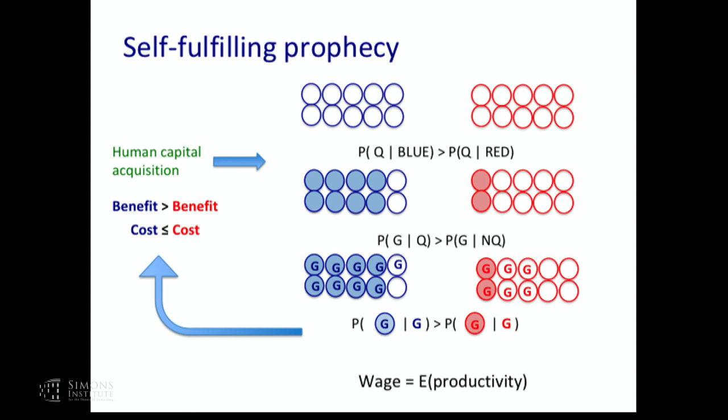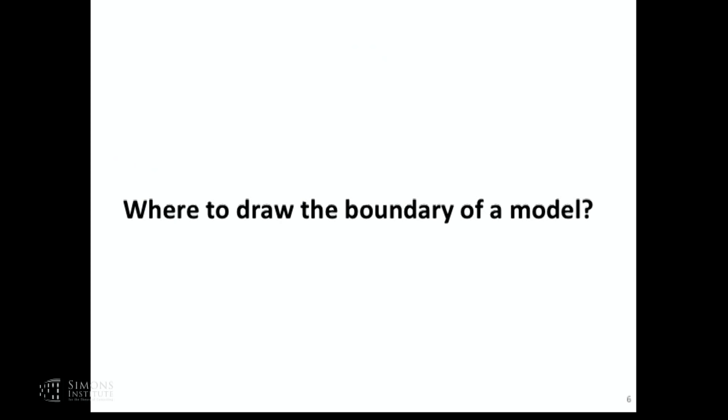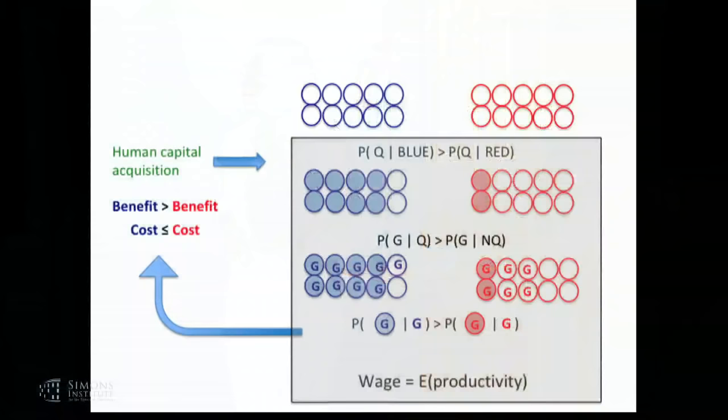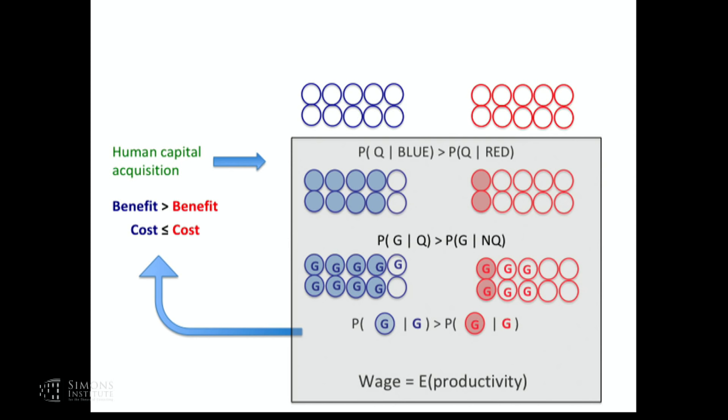So this is a little bit puzzling. It raises the question of how I should think about the boundary of my model. If I want to analyze discrimination in the labor market, where should I draw the boundary of my model? For example, I can draw the boundary here, just saying that this is the historical data, these are all the information that I have, and I'm making use of all of it to try to make the best decision.